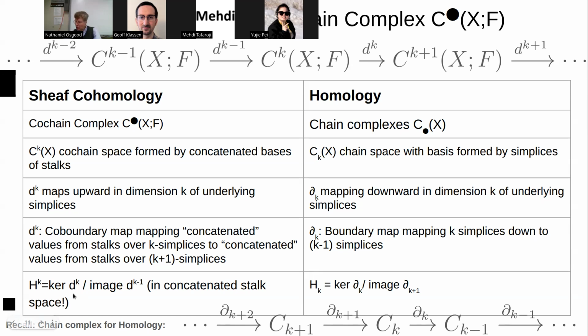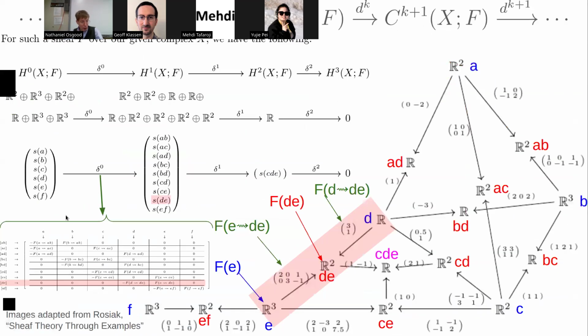Now, sheaf cohomology lets us identify global sections. It lets us solve linear algebraically for global sections by taking the kernel of a matrix. It lets us identify obstructions that are preventing us from finding a global section.